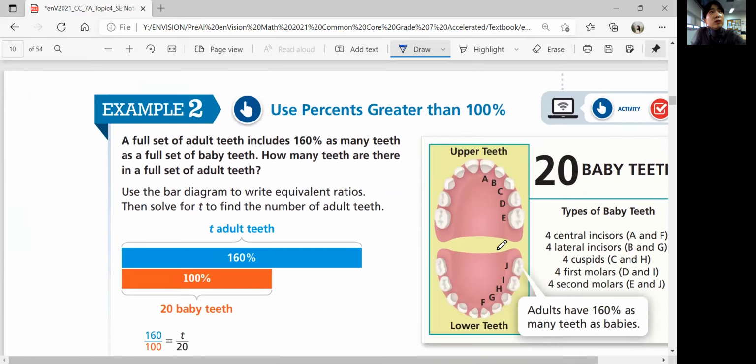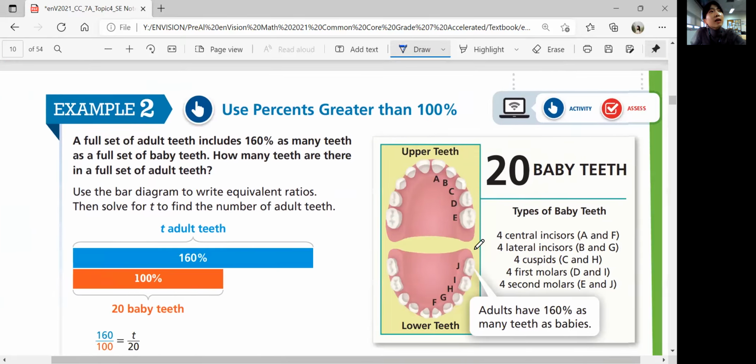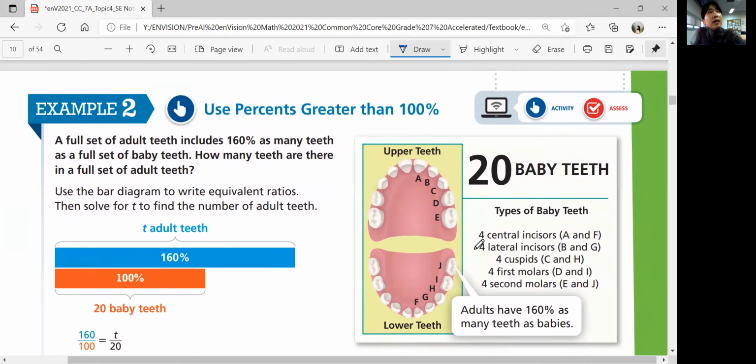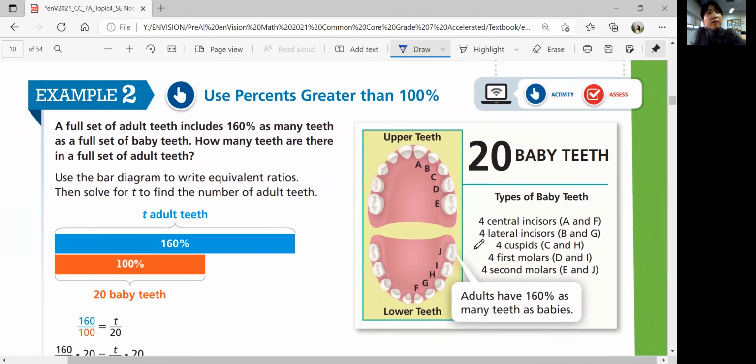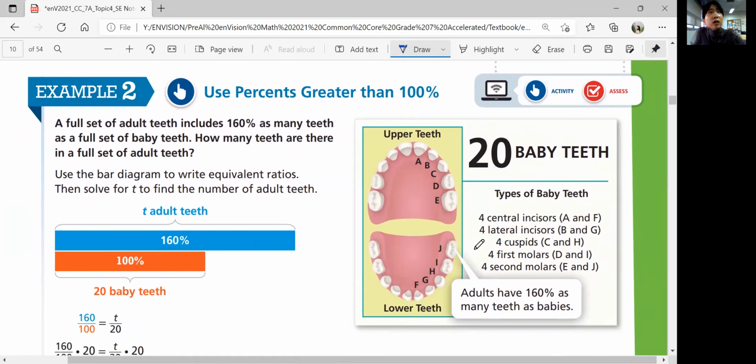Let's look at example 2. Use percents greater than 100%. A full set of adult teeth includes 160% as many teeth as a full set of baby teeth. How many teeth are there in a full set of adult teeth?